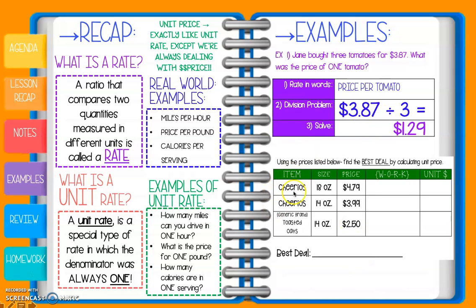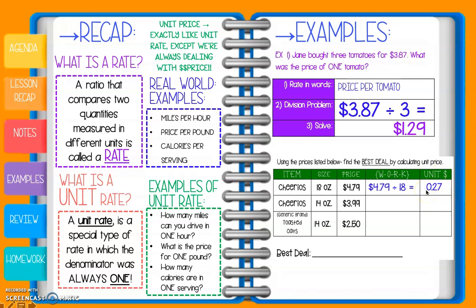So it says we're comparing different types of cereal. We've got Cheerios that are an 18-ounce box, Cheerios in a 14-ounce box, or just a generic brand of Toasted Oats for 14 ounces. So we want to find which one is the best deal. And when we're talking about price, the best deal is the cheapest. Okay, so for our first one here, for Cheerios, for the 18 ounces, it cost us $4.79 divided by 18 ounces, and we get that each individual ounce would cost us about 27 cents.